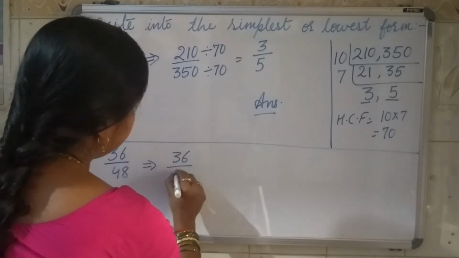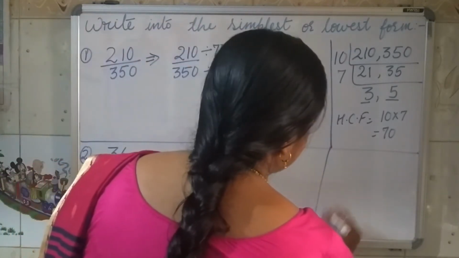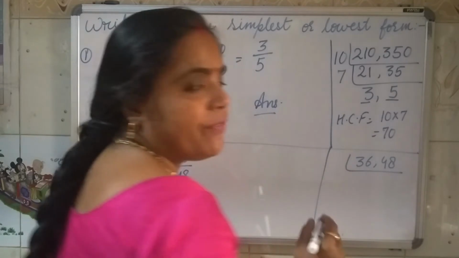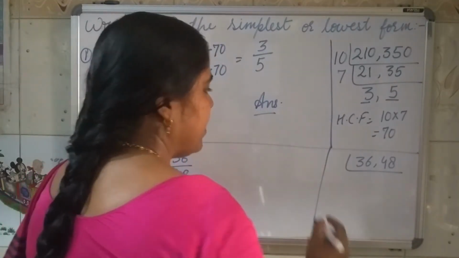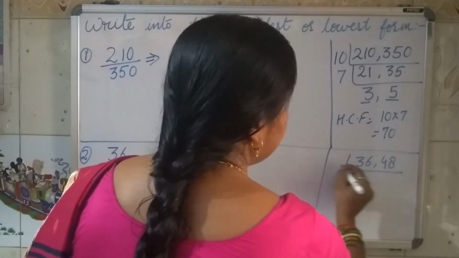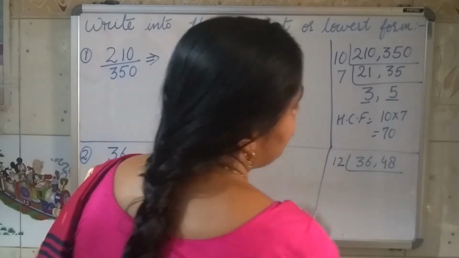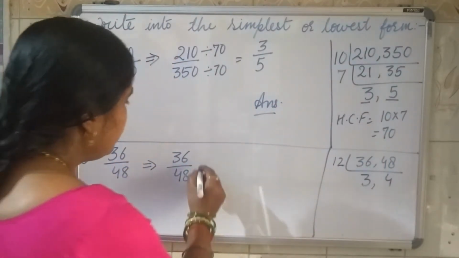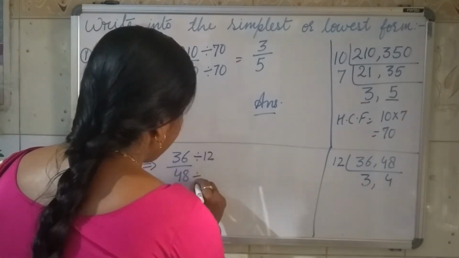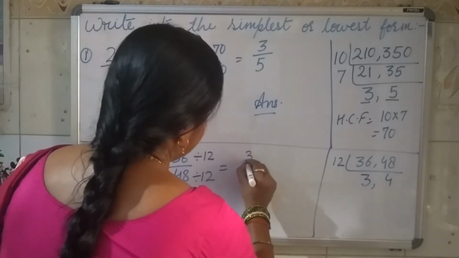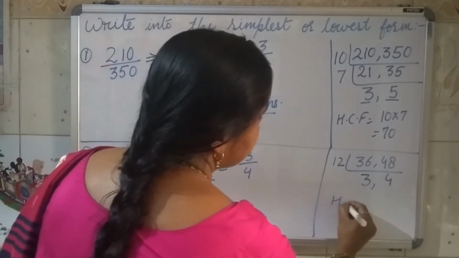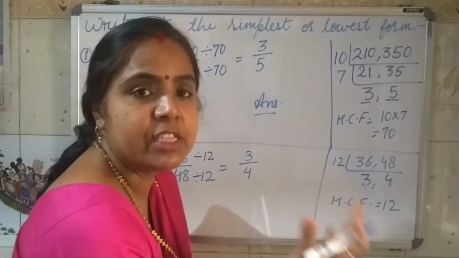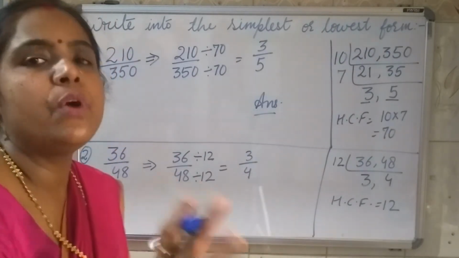Now, come to this one. 36 upon 48. Take out the HCF of 36 and 48. I hope till now you are comfortable with HCF and LCM. You have learned in class 4 also. You have learned in class 5 also. So, 36 and 48 are divisible by 12. 12 3s are 36 and 12 4s are 48. It is divisible, so it means we can divide it by 12. So, HCF is 12. And if you are not sure, you can divide it by 6 also, you can divide it by 2 also, it's up to you.